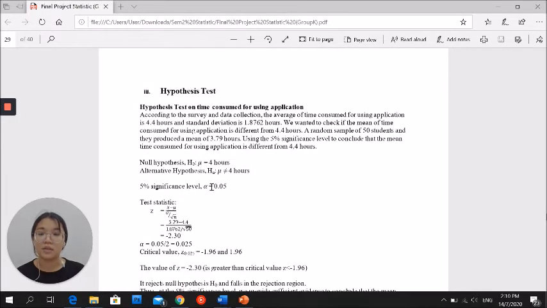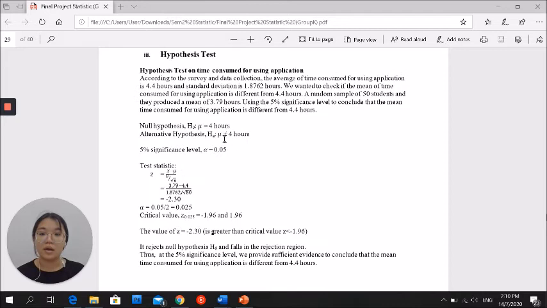Okay, next is the hypothesis test. In the hypothesis test, we use the question on time consumed for using applications. So I assume that the null hypothesis is that the mean is 4 hours. The alternative hypothesis is that the mean is different from 4 hours.